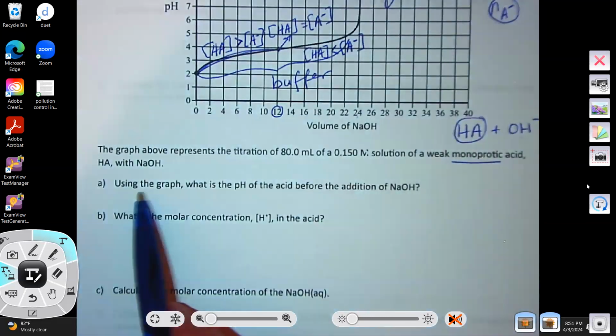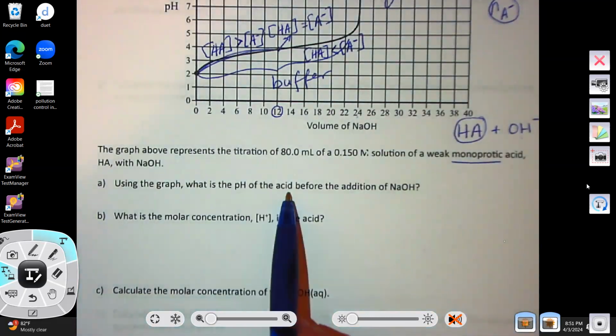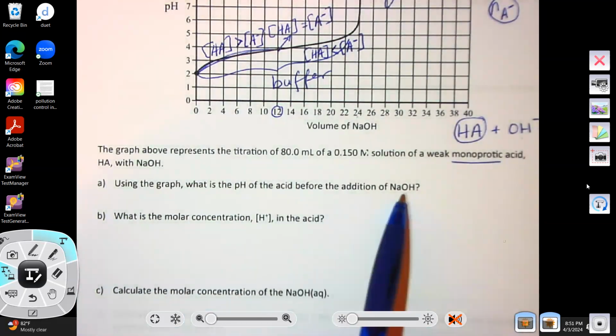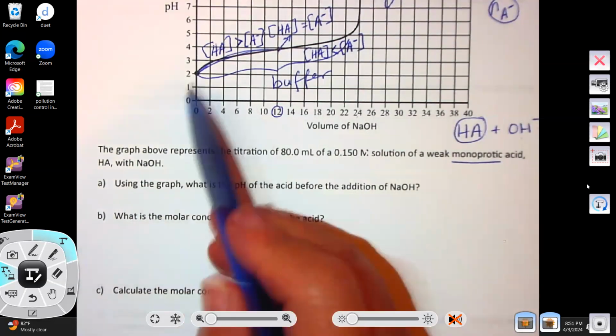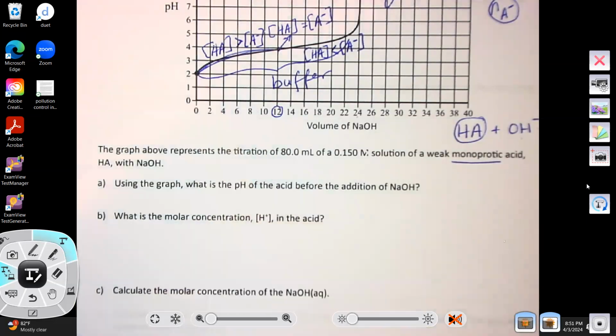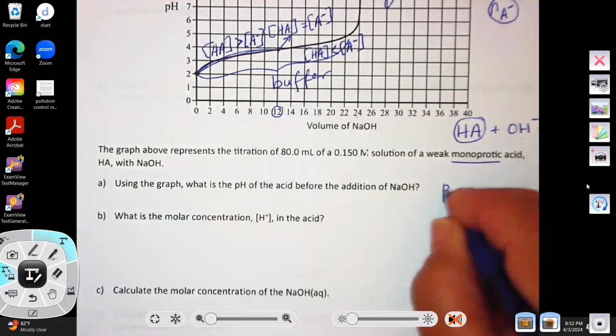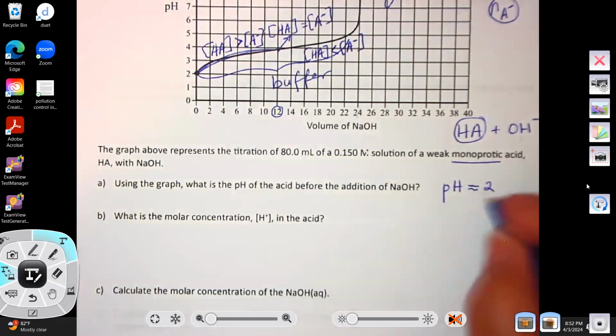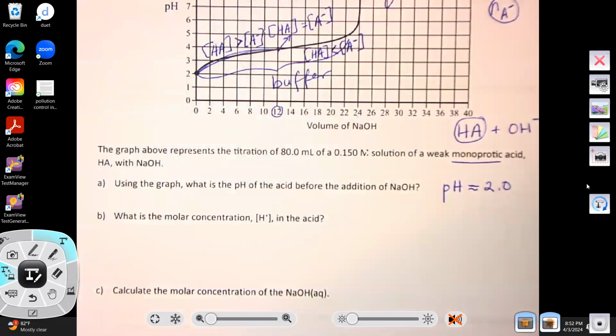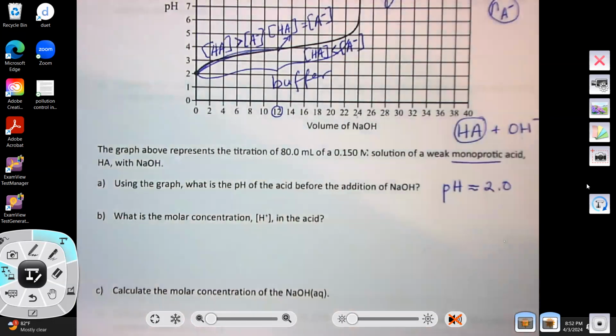So it says, using the graph, what is the pH of the acid before the addition of the sodium hydroxide? So that means at this point, what would be the pH of the acid? And you can see from here that the pH of the acid looks like it's 2. All right. So the second question is asking, what is the concentration of the hydrogen ion in the acid?